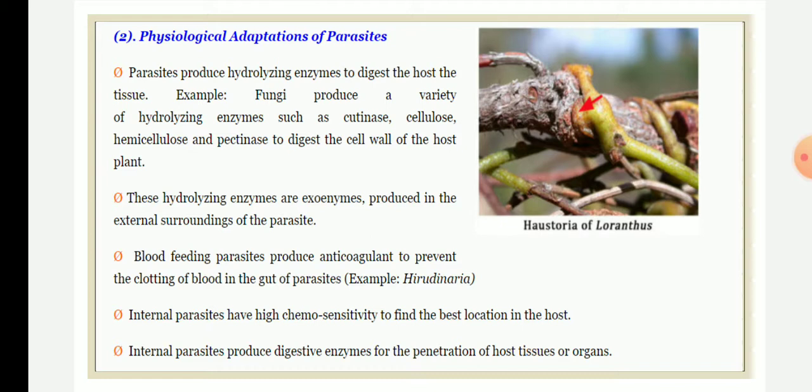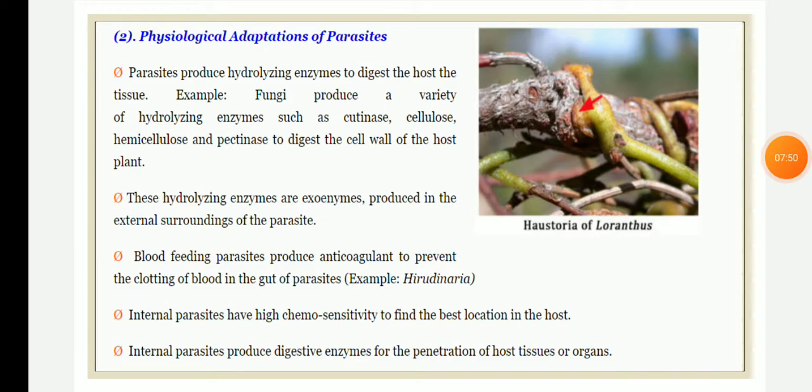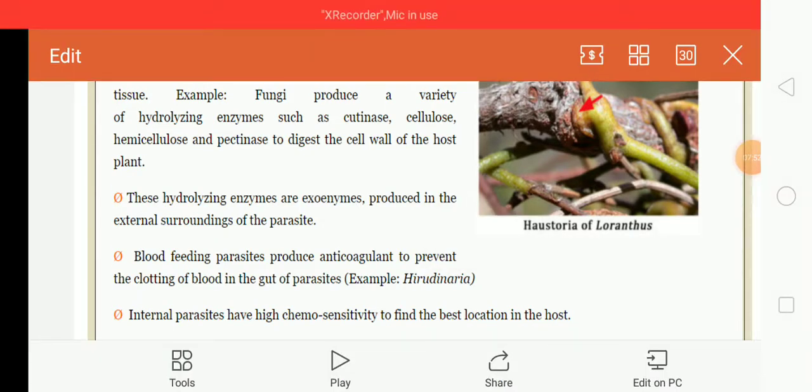Next, they secrete anti-enzymes and mucus while they are obtaining nutrition from the host body. For example, the endoparasites, that is the internal parasites, derive nutrition where abundant nutrient material is already available.